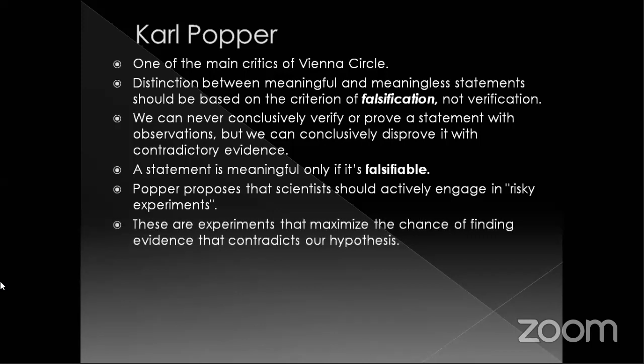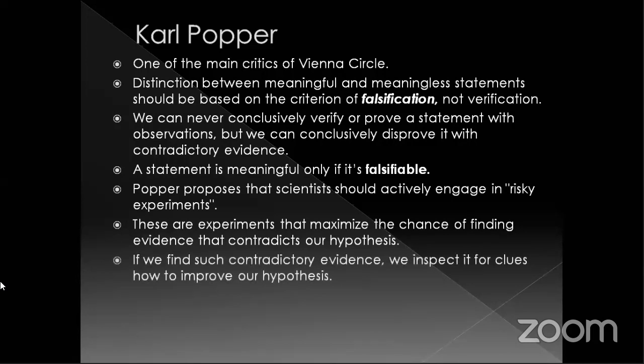There are experiments that maximize the chance of finding evidence that contradicts our hypothesis, and we need to find that evidence which can contradict our hypothesis. That's the scientific exercise. If we find such contradictory evidence, we inspect it for clues on how to improve our hypothesis. In this case, we must say the colors of cats range from white to black.